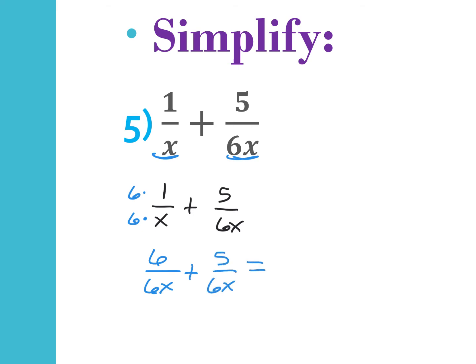Now I just add my numerator. 6 plus 5 is 11 over the common denominator.